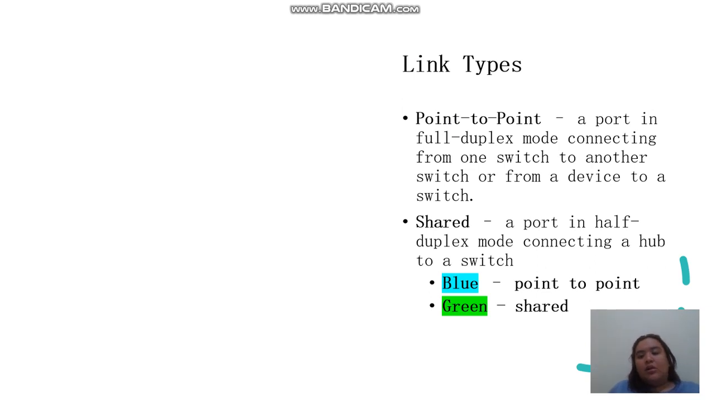So link types, we have two, point-to-point and shared. When you say shared, a port can have half duplex mode, connecting a hub to a switch. There's blue and there's green. If it's blue, it's point-to-point, and green if it's shared. Point-to-point is a port in full duplex mode connecting from one switch to another switch or from a device to a switch.